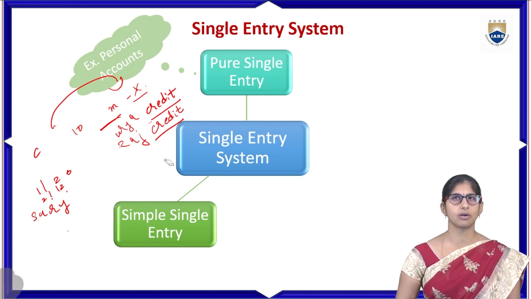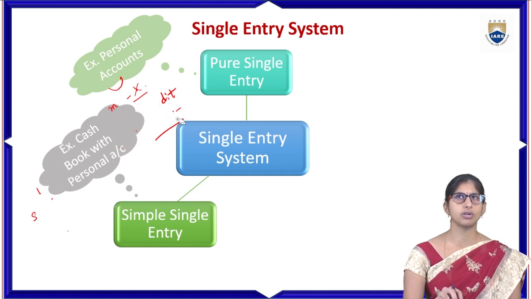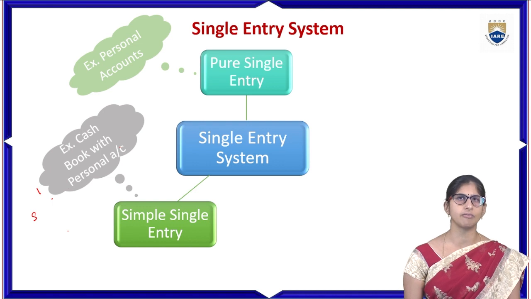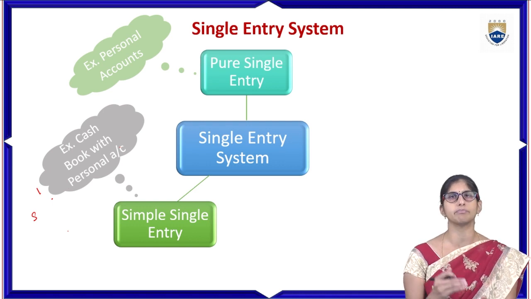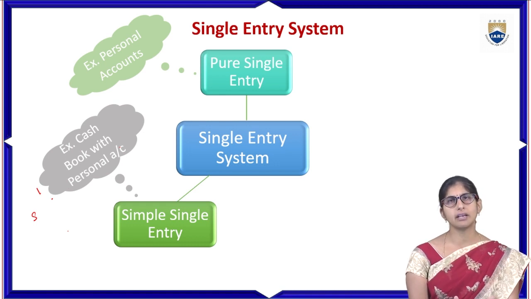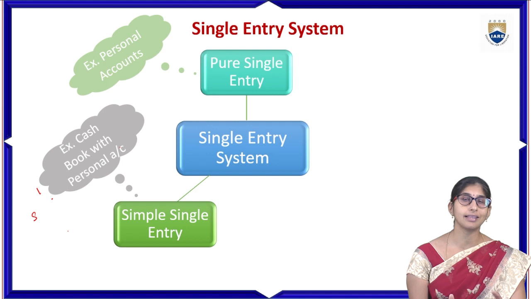In this, we are going to deal with the cash book. So what is this cash book? First of all, pure single entry system is where we are dealing with Ram account, Raj account, Sham account, Surya account, or some person's account. And coming to simple single entry system, we can consider cash book with a personal book. So here we are going to maintain certain personal accounts in our books of accounts, as well as the cash.